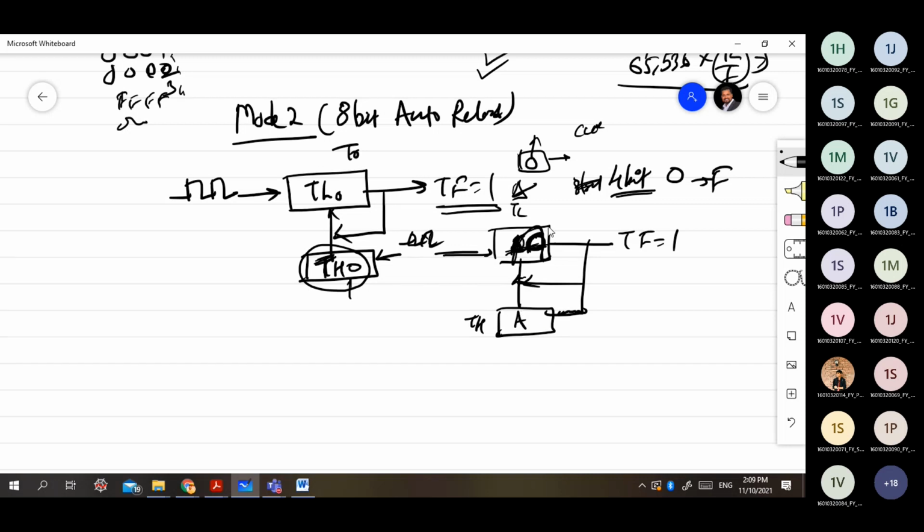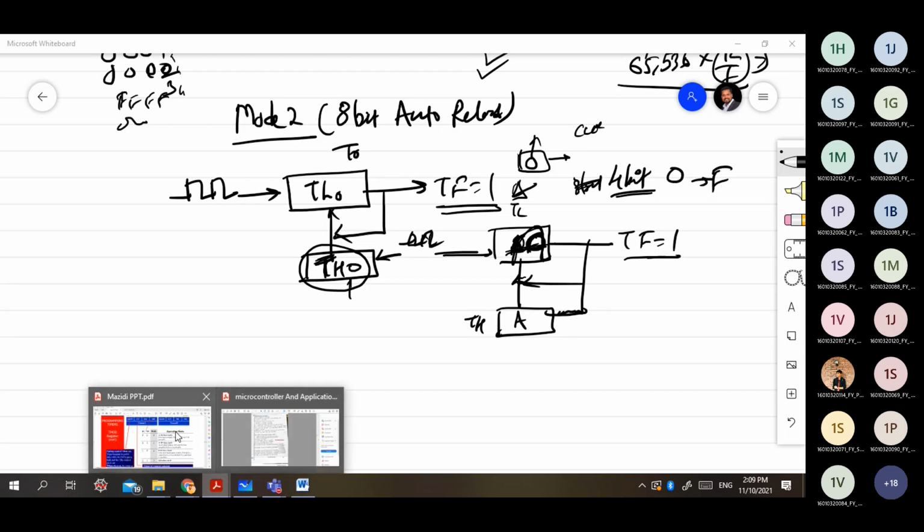Auto reload. ठीक है, तो जैसे इधर ओवरफ्लो होगा, फटाक से फिर से A इसमें लोड होगा, and फिर से start increment from the A. Once again A will become F after some time. F से फिर से 0 बनेगा, फिर से वो TF को बंद करेगा, फिर से ये इसमें लोड होगा. Getting it? What do you mean by auto reload? समझ में आ रहा है?